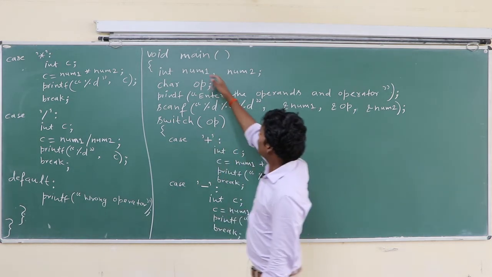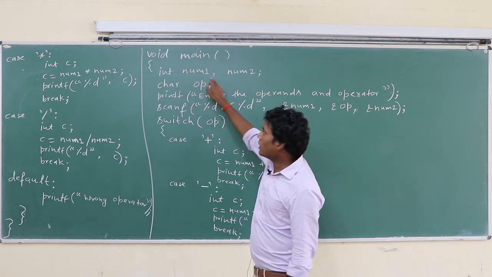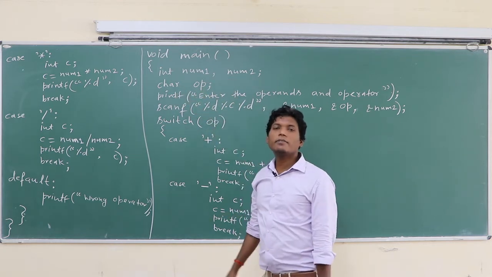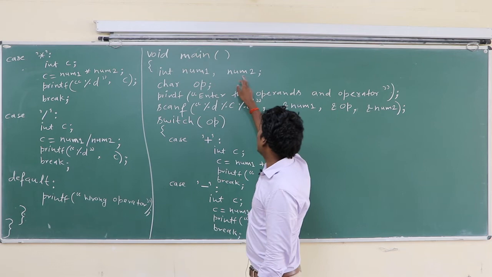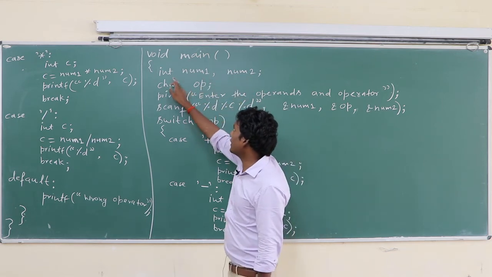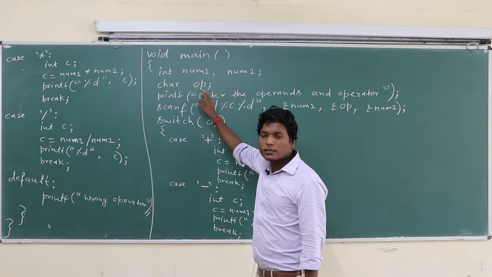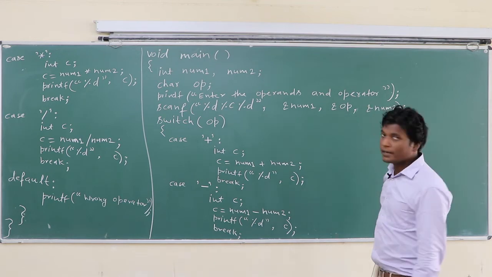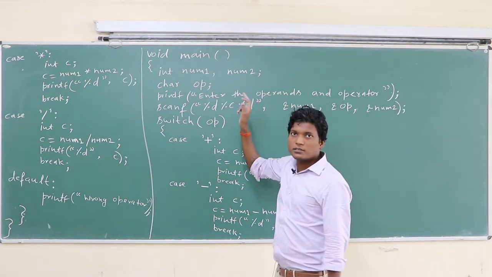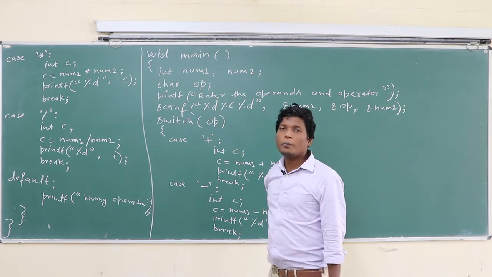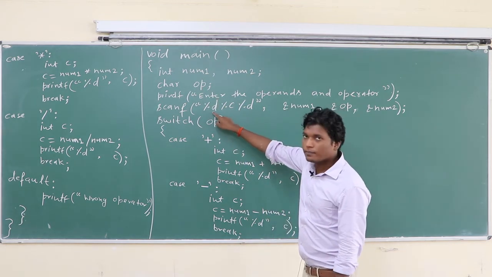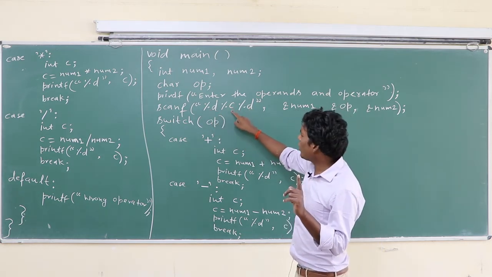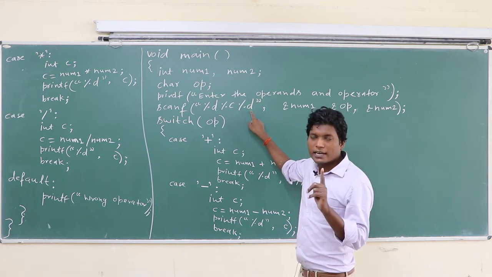Okay class, void main, int num1, num2, char op. There are three variables. Num1 and num2 are both integer type, and the third one, op, is character type. Class, printf enter the operands and operator. These are the operands, and this one is the operator. So here %d %c %d. This one is the first operand, this one is the operator, this one is the second operand.